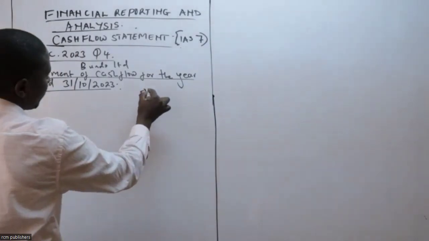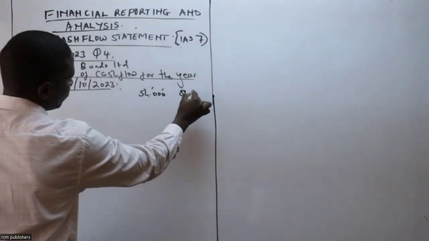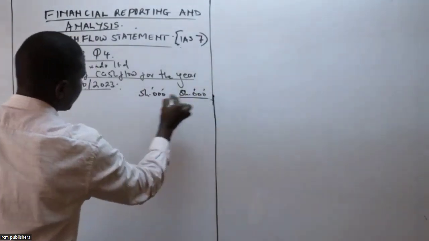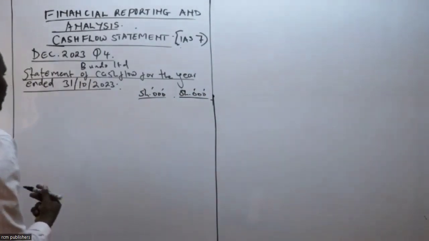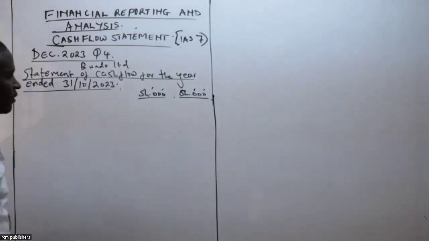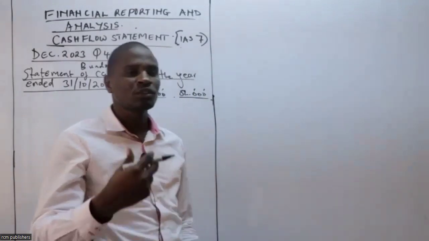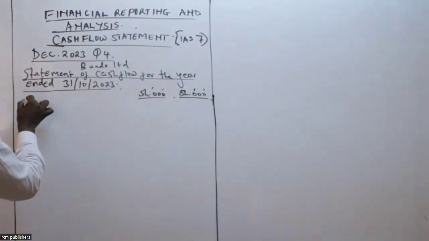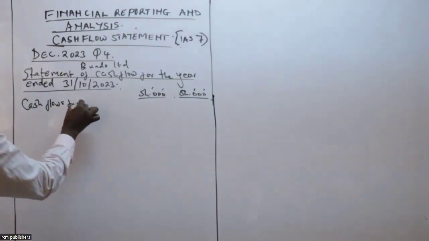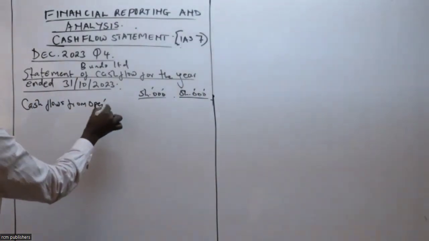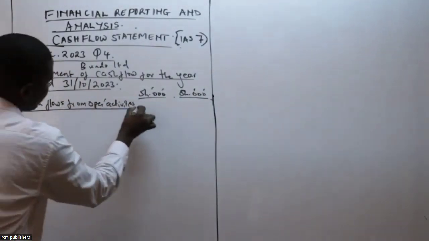Therefore, we have two columns and in our shillings, we have to eliminate three zeros. I want you to contribute very fast in giving the results. So the first thing, when you are using the indirect method, we start with the first activity, which is operating activity. So the first thing is cash flows from operating activities.